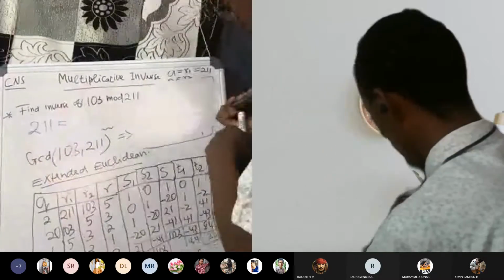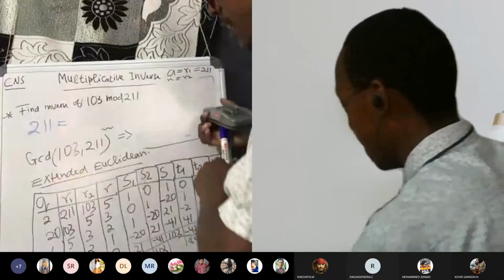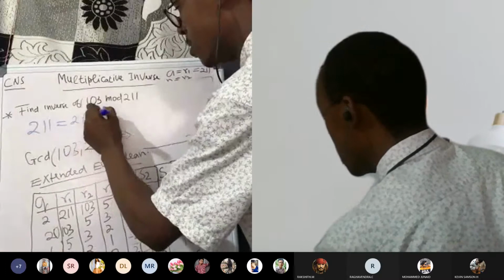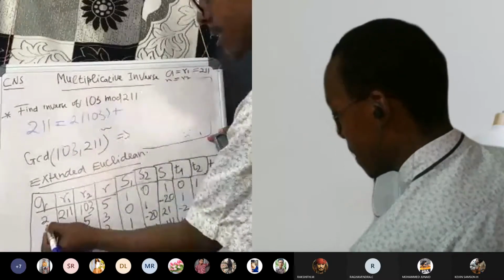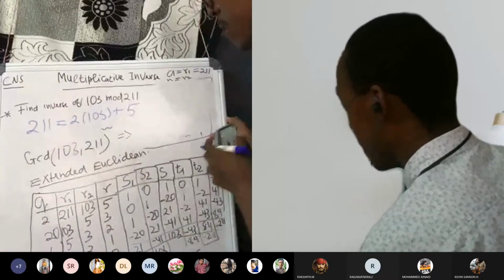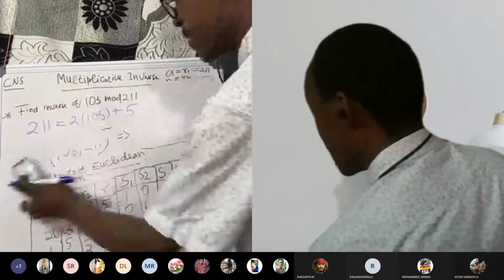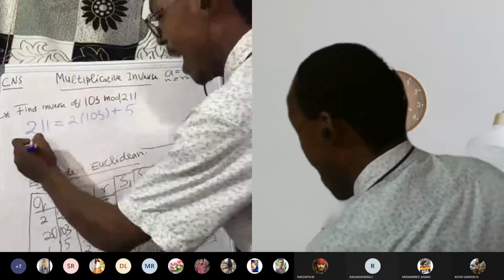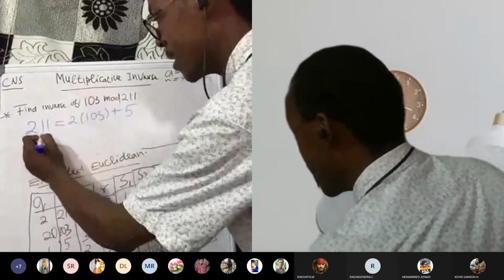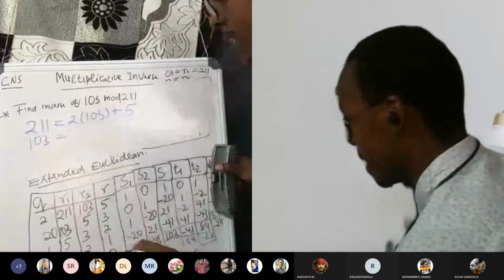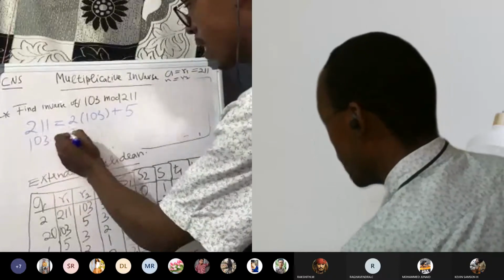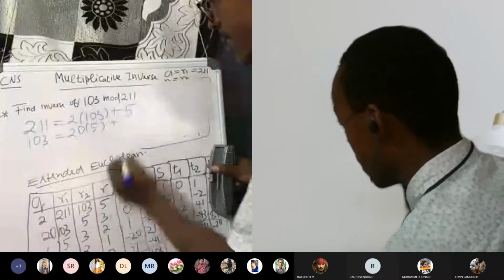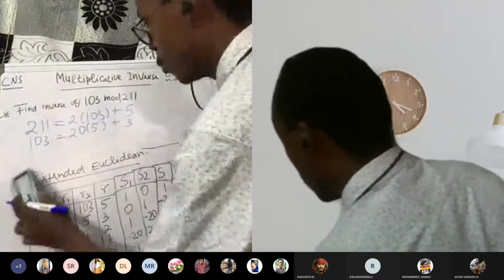211 is equal to what? Look at the table which we have. 211 is equal to 2 into 103 plus what? Plus 5. Correct? Plus 5. Next, what is the next line? Next line is 103. 103 is equal to 20 into 5 plus what? Plus 3. Okay, we keep going.